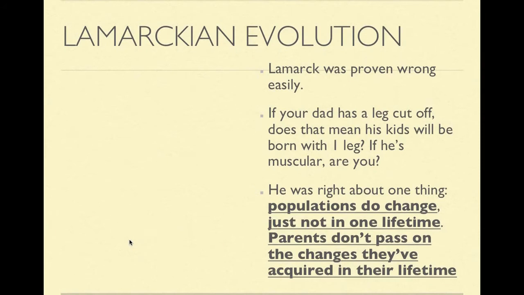All right, so here's the deal. If you've thought of a trait that was not able to be passed down to offspring, good job. But let's take a look at a couple examples. Lamarck was very easily proven wrong. So the first thing here is if your dad has his leg cut off, does this mean that when you're born, you're only going to have one leg? If he's super muscular, does that mean you're going to be born super muscular? No. There are some things that we acquire during our lifetimes, like a tan, for example, and you can't necessarily pass that same characteristic down to your offspring.